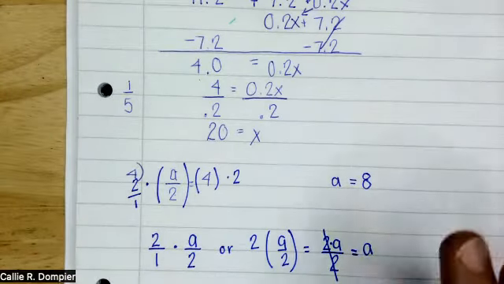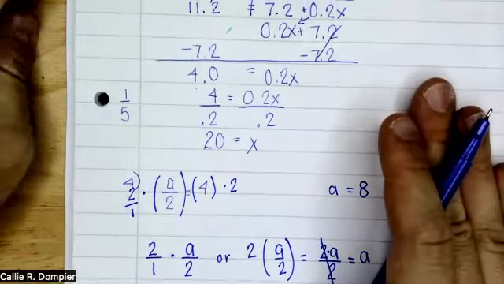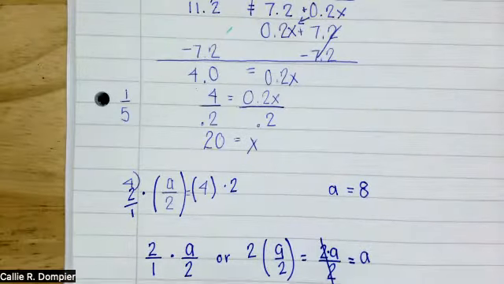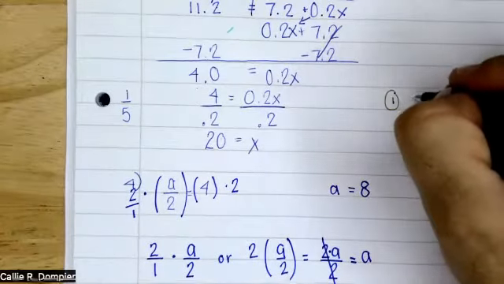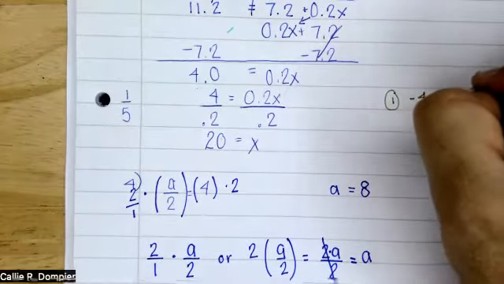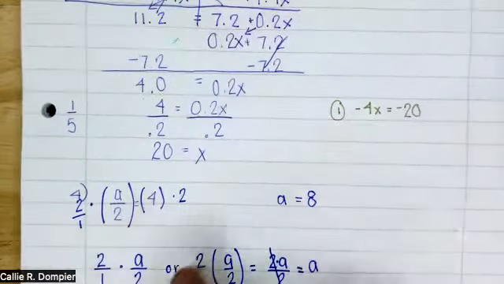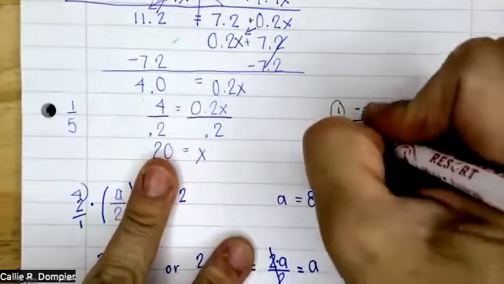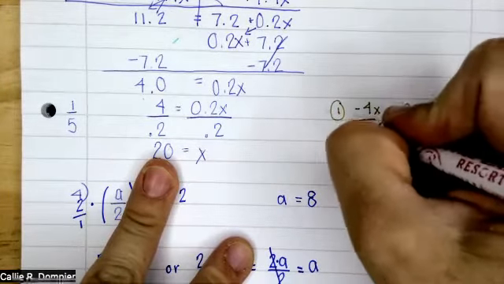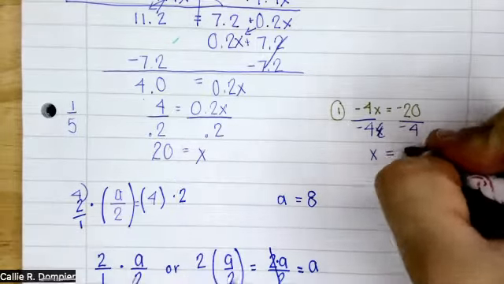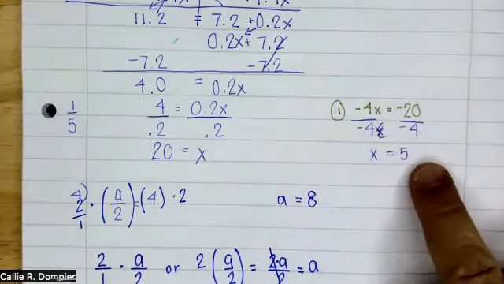It's only one step. It looks a lot like number 1. So let's look at number 1. Number 1 was negative 4x equals negative 20. We know that was being multiplied, and so what we did was we divided by negative 4, not the x. And we got x is positive 5, right?